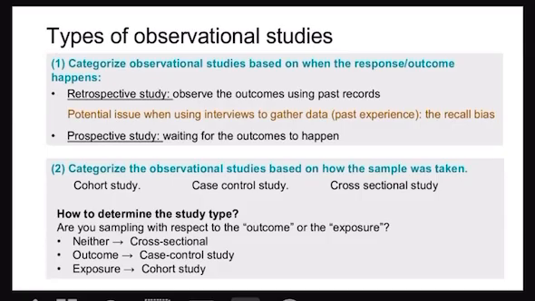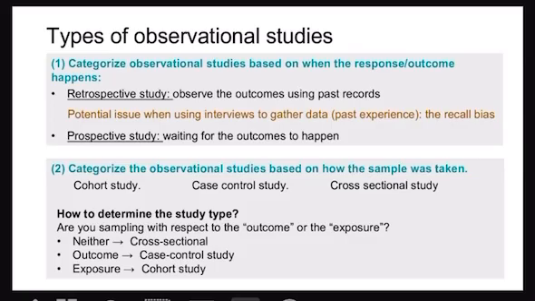But prospective now is waiting for outcome to happen. Waiting for outcome to happen actually means maybe you conduct a survey and you ask question about exposure. What do I mean by exposure? Maybe you are investigating the effect of smoking on lung cancer, let me just say on lung disease. And right now, some people are already smoking. You know those that are smoking. You know those that are not.